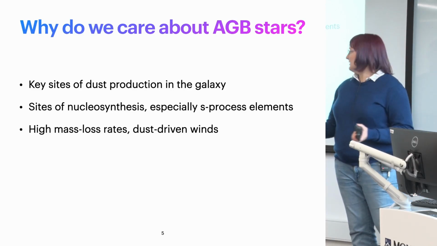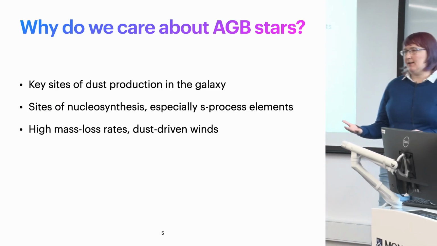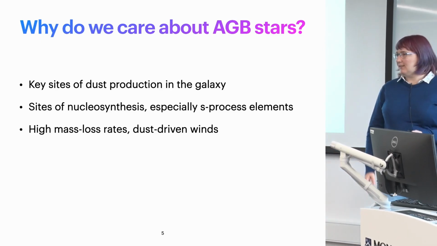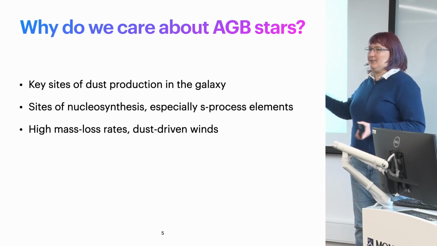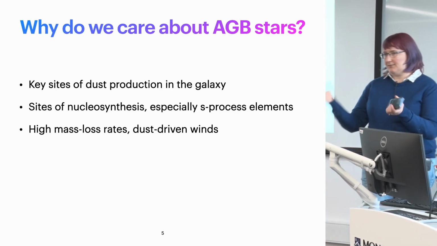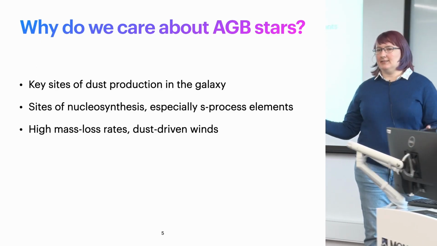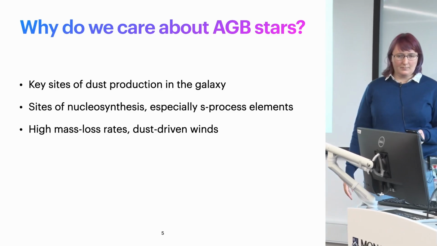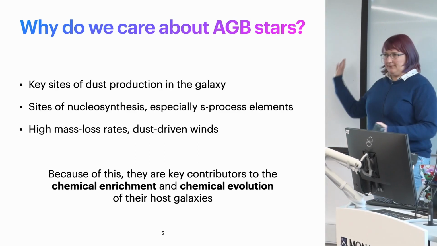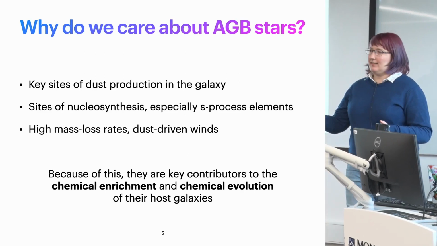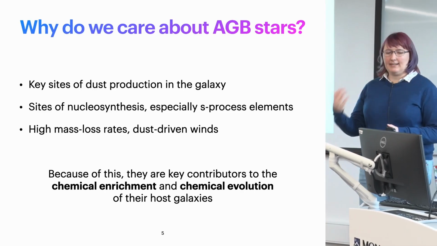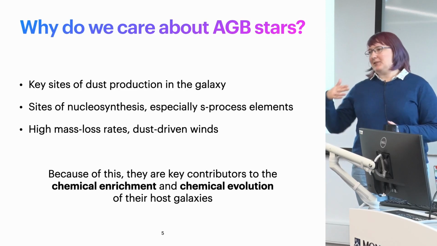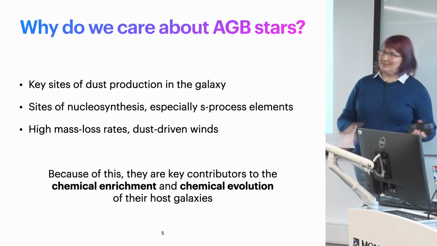I've mentioned they're losing mass. They have quite high mass loss rates, ranging from 10 to the minus 8 to 10 to the minus 4-ish solar masses per year. And this happens through what we call dust-driven winds. Dust forms relatively close to the star. Radiation pressure from the star pushes the dust outwards, which also collides with some of the gas, dragging it along. Because of all of these factors, they're key contributors of dust, which also means they're key contributors to the chemical evolution and chemical enrichment of their host galaxies, especially of our galaxy. It's a little bit more debated when we go too far back in time.